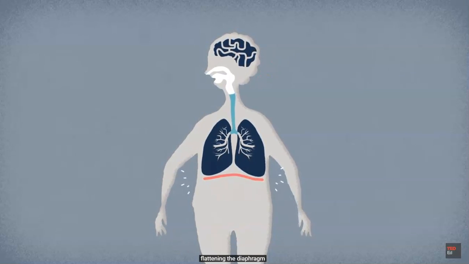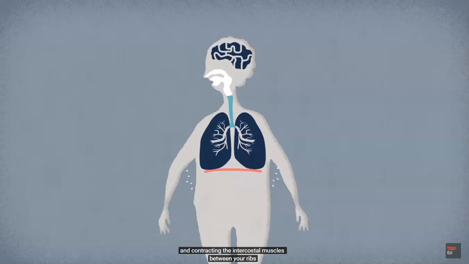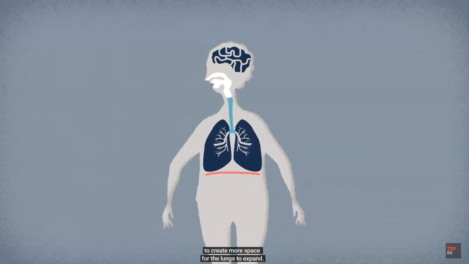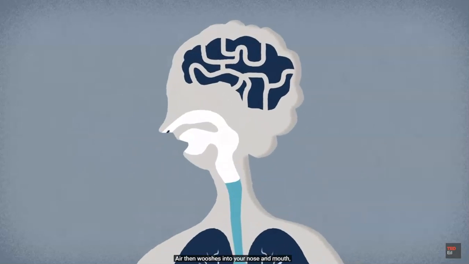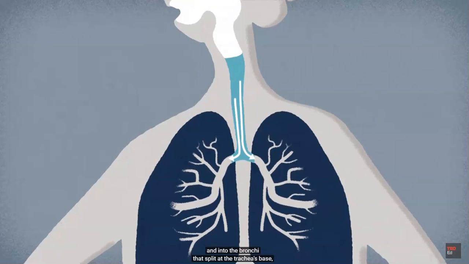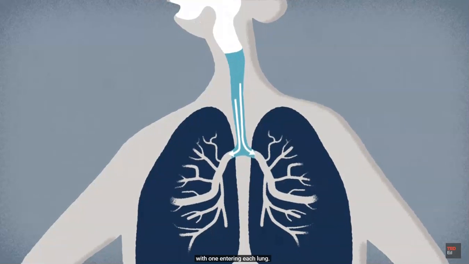As the body prepares to take in oxygen-rich air, this system sends a signal to the muscles around your lungs, flattening the diaphragm and contracting the intercostal muscles between your ribs to create more space for the lungs to expand. Air then whooshes into your nose and mouth, through your trachea, and into the bronchi that split at the trachea's base, with one entering each lung.